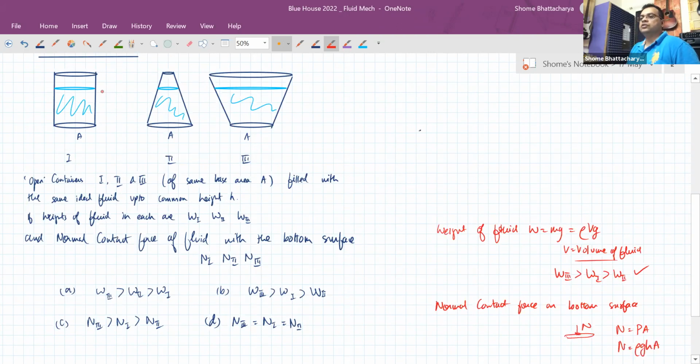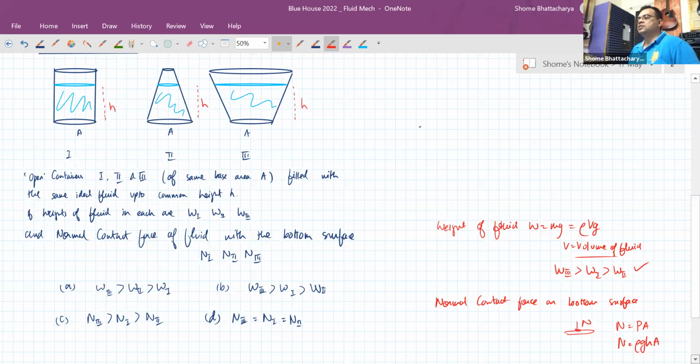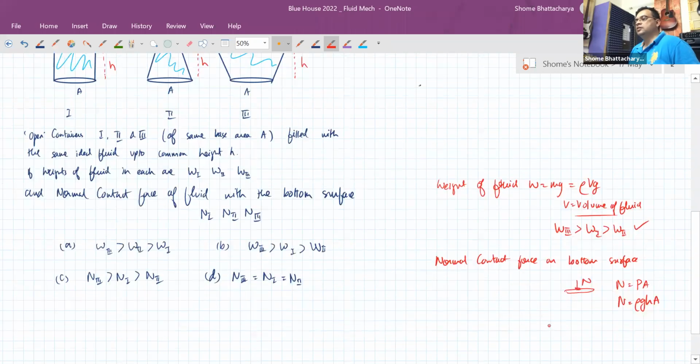Now h is the same for all three containers, that we already said. The level of liquid is the same in all three. So the vertical height of the liquid column is the same. So what does this seem to suggest? This seems to suggest that normal reaction should be same in all three. Okay, so ultimately that is the correct answer. So option D is correct and option B is correct. Okay, yes, Aditya and Rakshit, you also got it correct.